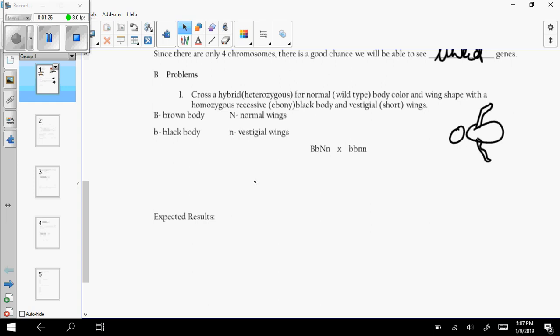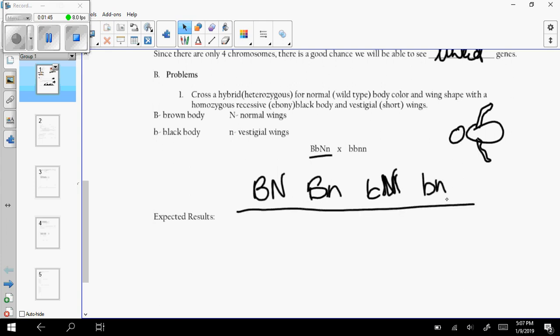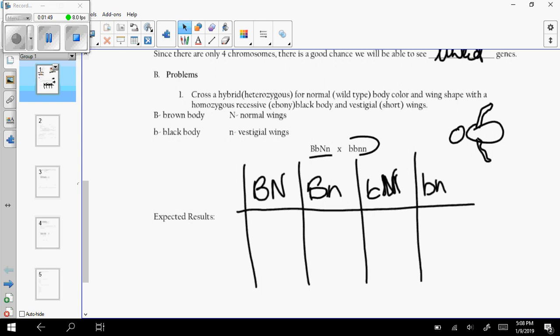So we want to come up with all of our possible gametes for this parent first. So it could be big B, big N, could be big B, little n, could be little b, big N, could be little b, little n. All right, so we do the cross. And the only possible gametes for this parent are little b, little n.